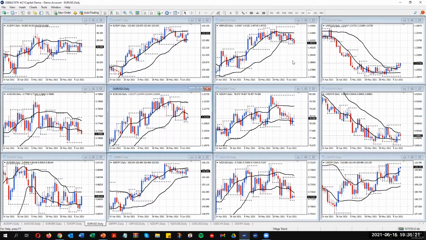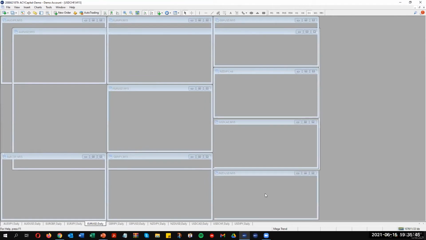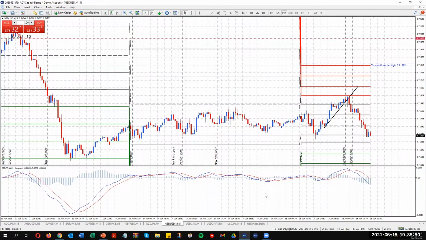Now, it's not to say you can't trade any pair that's not in a mega trend, but if you struggle determining what trend is, in terms of higher tops and bottoms and lower tops and bottoms, or you can't really work out is it in a strong trend or not, just use the mega trend. All right, let's go to the 15-minute charts, 12 pairs daylight saving. And let's start with the euro dollar.